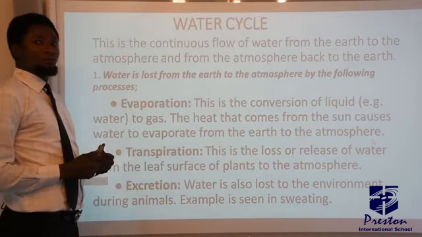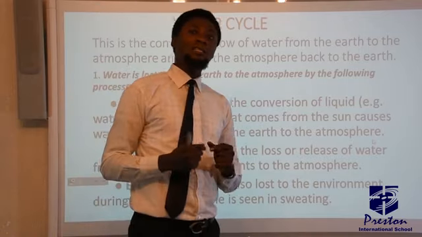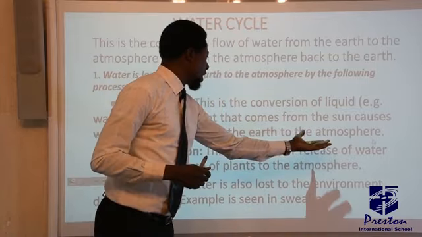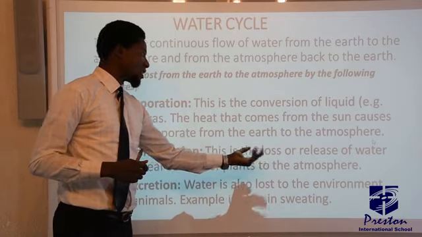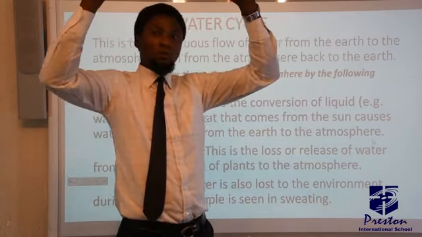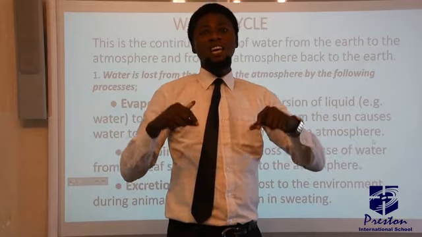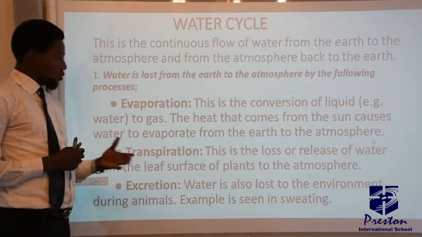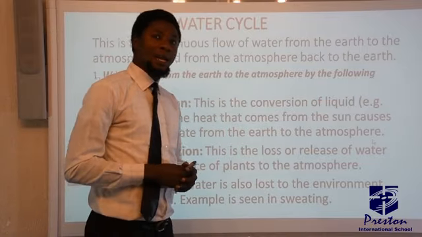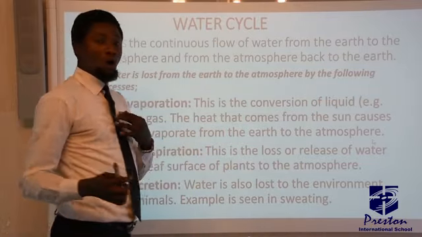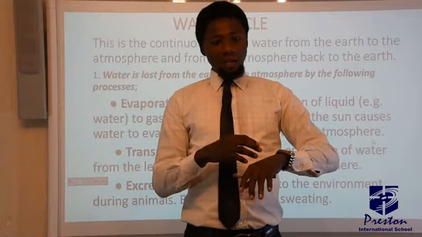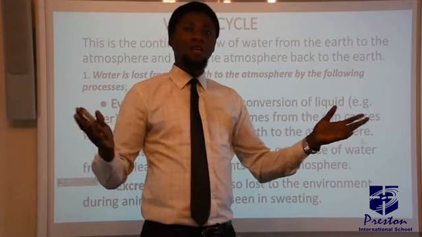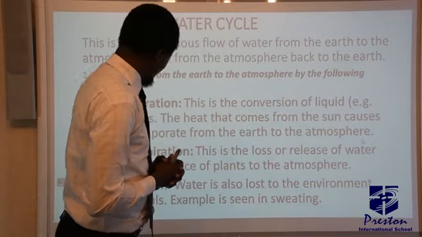Then we also have transpiration. Transpiration is the process by which plants lose excess water through the leaves of the plant. That is, the loss or release of water from the leaf surface of plants to the atmosphere. The water that is released to the atmosphere from the surface of the leaves of plants is that set of water that is in excess in the plant. Then another one is excretion. Water is also lost to the environment during excretion in animals. Example is seen during sweating. You start noticing some moisture on the surface of the skin, and after some time, it becomes dried up. Everything is being evaporated to the atmosphere.